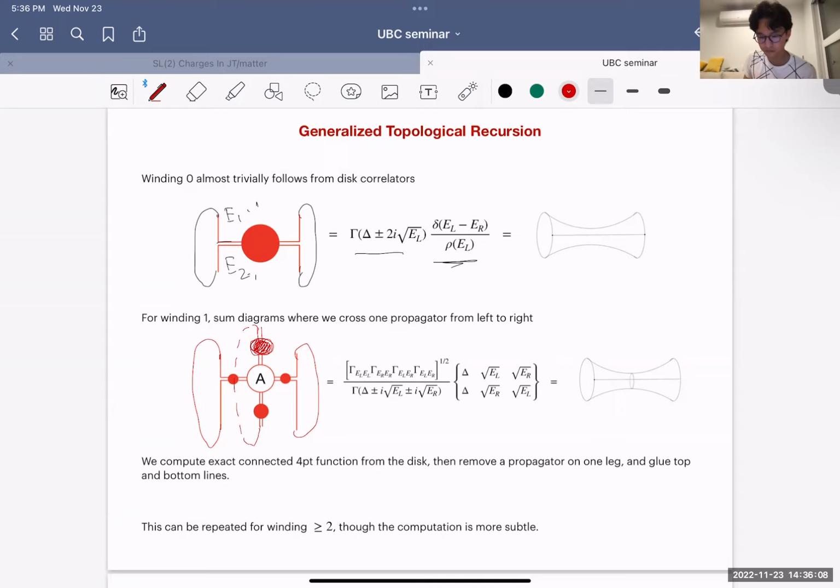But when I compute the dressing of this propagator that propagates on the back of the cylinder, I shouldn't overcount diagrams. So I really need to dress that only once. To get that, I need to remove one of these dressings. This extra dressing that we had on the disk, I need to remove it. Here it's done in a very simple way: I just divide by the corresponding gamma function, by the corresponding exact propagator.